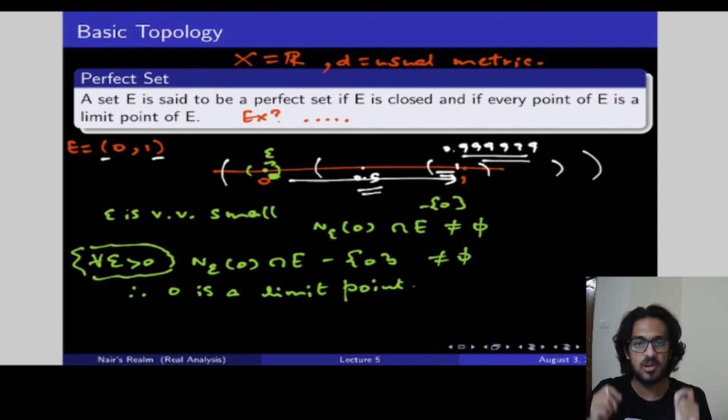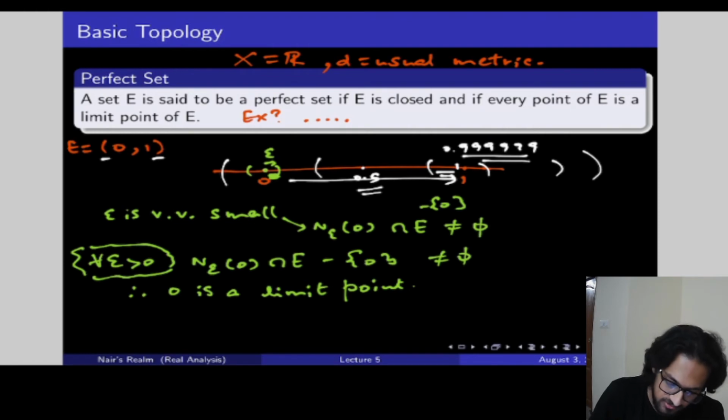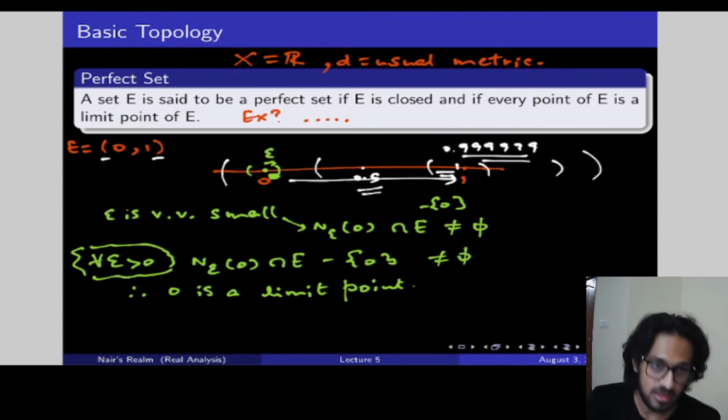Every neighborhood, no matter how small, no matter how big, even if it's big, even if it's small, no matter what happens, the intersection, even if I remove 0, which is the point around which I'm taking the neighborhood, will still be non-empty. Therefore, 0 is a limit point. So already we can see that 0 is a limit point.